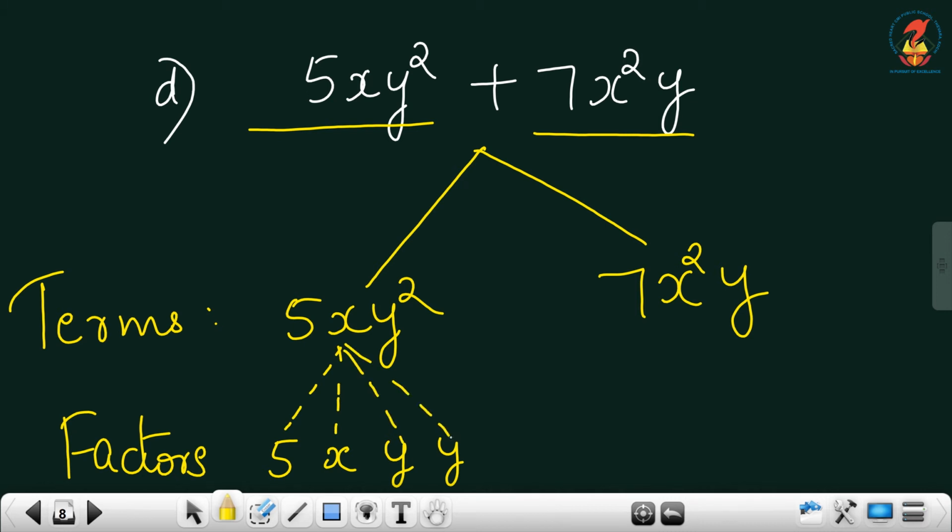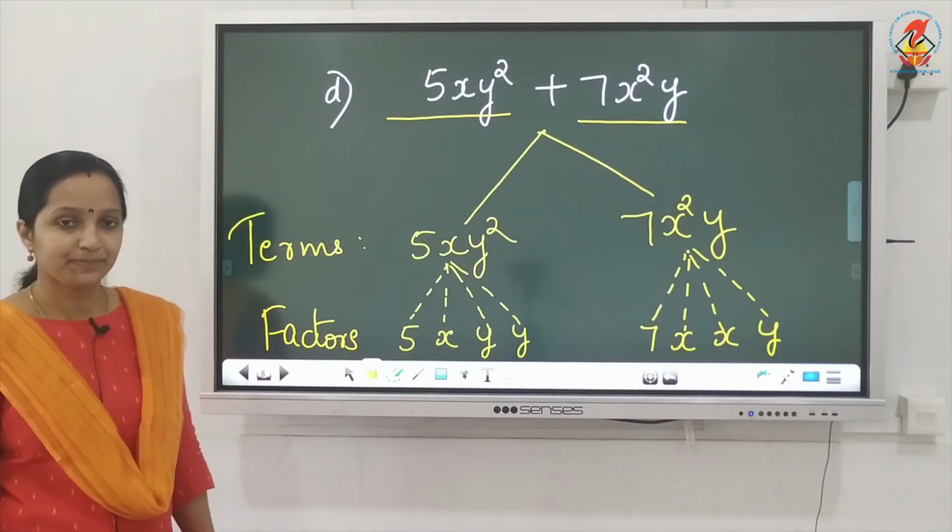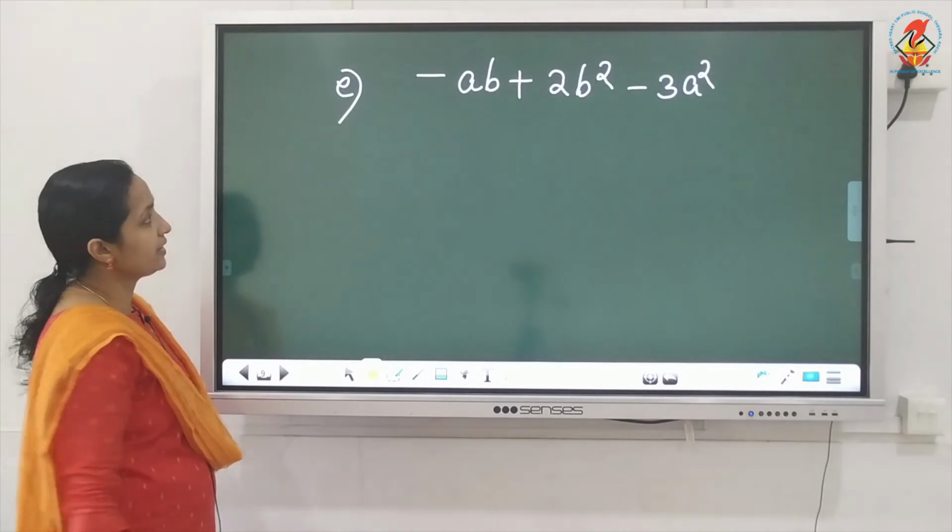Now, which are the factors of 7x square y? 7 is a factor, x square means what? x, x, then y. Just use a dotted line for representing. So, we need a factor tree, is it? That is why we are writing like this.